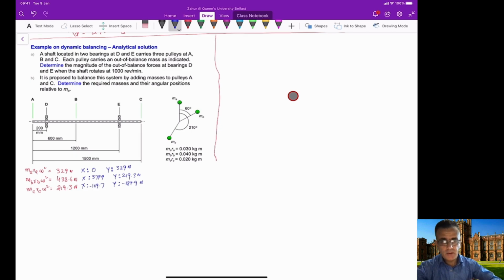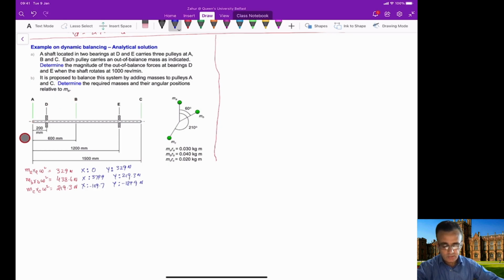So now we want to solve part B of this question. Part B is that it is proposed to balance this system by adding masses to pulleys A and C. So now we are adding two balancing masses at location A and location C. Determine the required masses and their angular position relative to MA. So we need to calculate the masses and their relative position, which is their angles with respect to the MA.